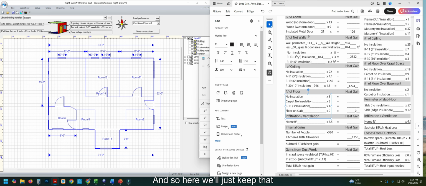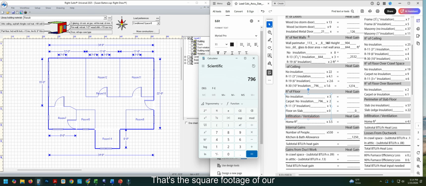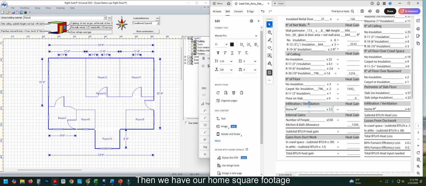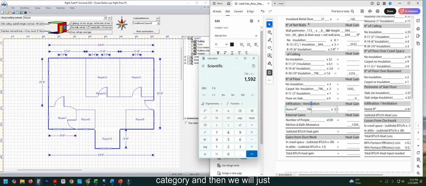And so here we'll just keep that same value, probably 796. That's the square footage of our ceiling, so the floor area is probably going to be the same, and then we will multiply that by 2, which gives us 1592. Then we have our home square footage. In this case, the whole home is again the same square footage as the ceiling and the flooring. So real simple, we will just add 796 in that category, and then take 796, multiply that by 3, which gives us 2388.